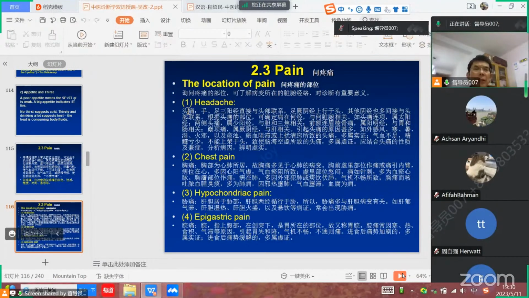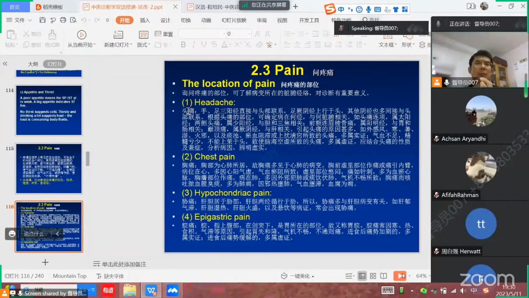In addition to this, there is also a deficient type, due to Qi and blood failing to ascend and nourish upward, so there is an empty pain. Empty pain and dizziness can also cause pain. So we have to differentiate which type, deficiency or excess. So that is headache. Headache is a common symptom.